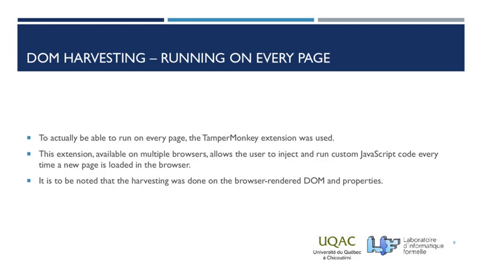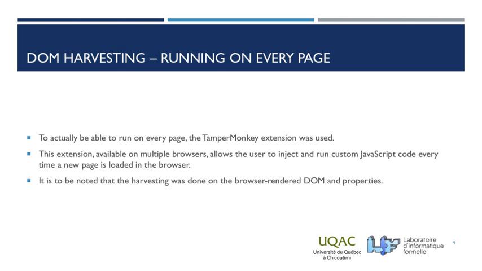This operation was repeated on each of the 700 websites from our list. To automate this process, we used the Tampermonkey extension in Mozilla Firefox. It allows arbitrary JavaScript code to be injected in a web page after it is finished loading, which made it ideal for our harvesting process. It should be noted that this harvesting is done in an actual browser window by traversing the DOM tree as it is rendered by the browser.